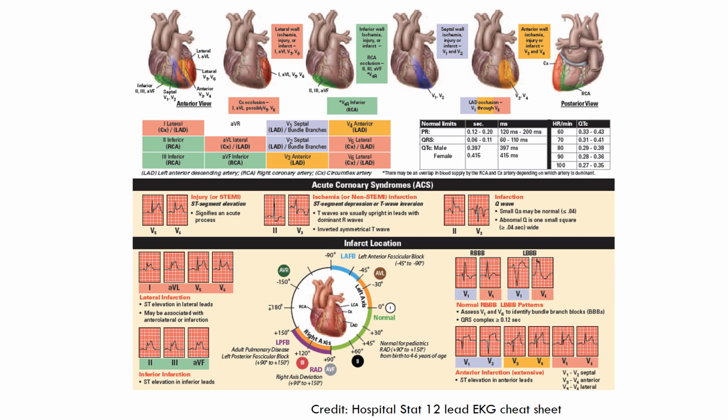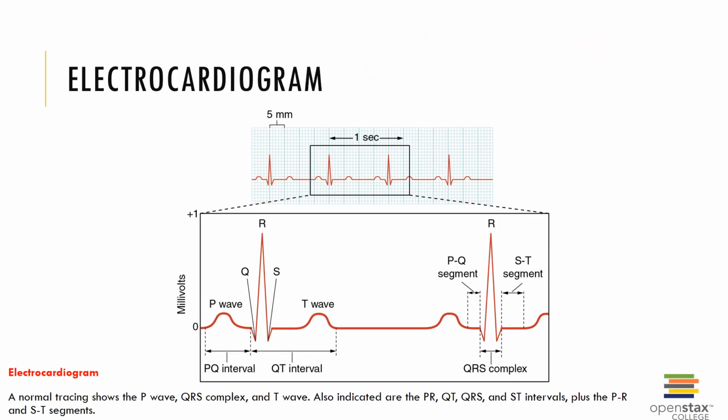This slide demonstrates some of the acute coronary syndromes that can be seen with an EKG. And this is also via an electrocardiogram with 12 leads. Here is an electrocardiogram which outlines the distinct waves that are produced.